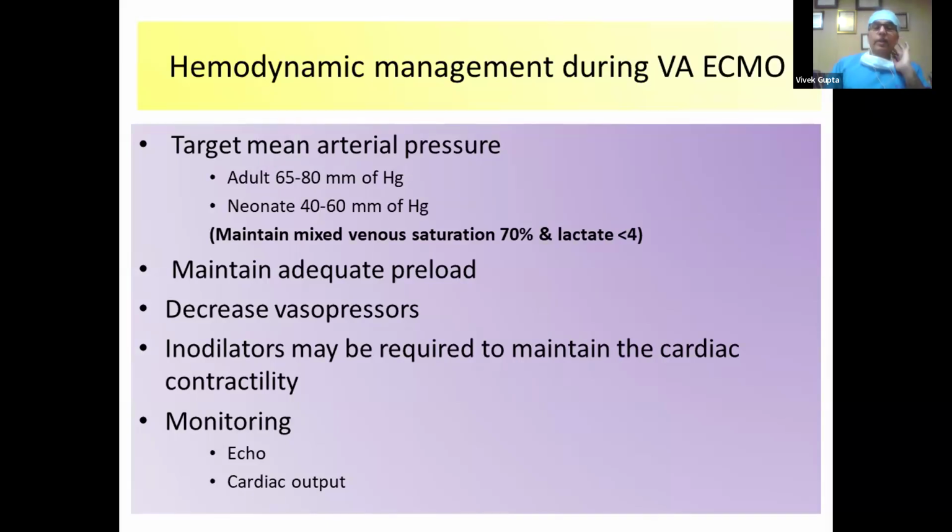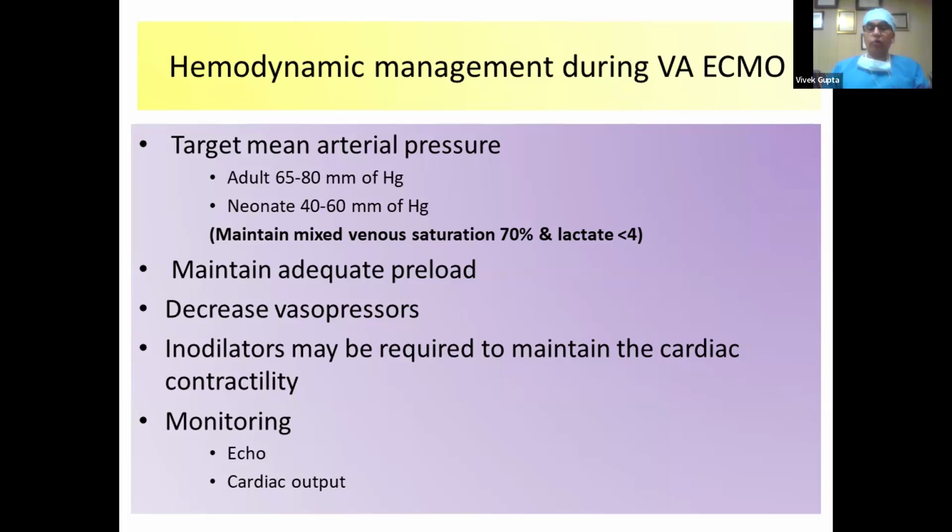Hemodynamic targets for an adult, I try to keep mean arterial pressure around 65 to 80, and we ensure that there is adequate preload, which will maintain adequate flow with a similar RPM, and we keep reducing the vasopressors. Once we achieve these targets, we reduce the vasopressors because most of these drugs at high doses increase the afterload. Sometimes to enhance cardiac contractility, we require an inodilator in the form of dobutamine or milrinone, or sometimes you need to put in an IABP in these patients.